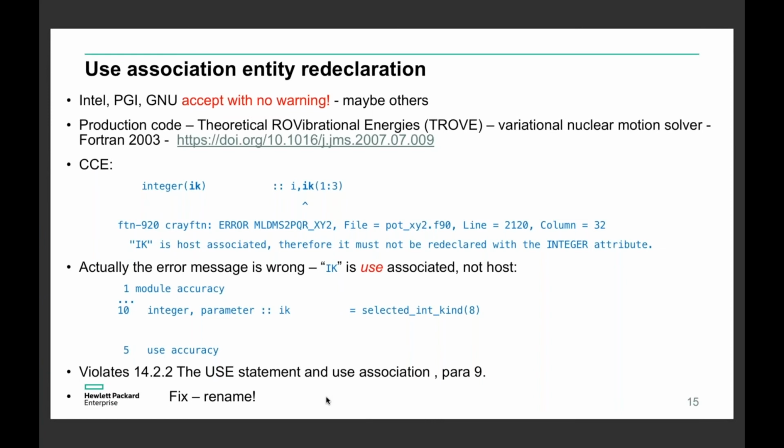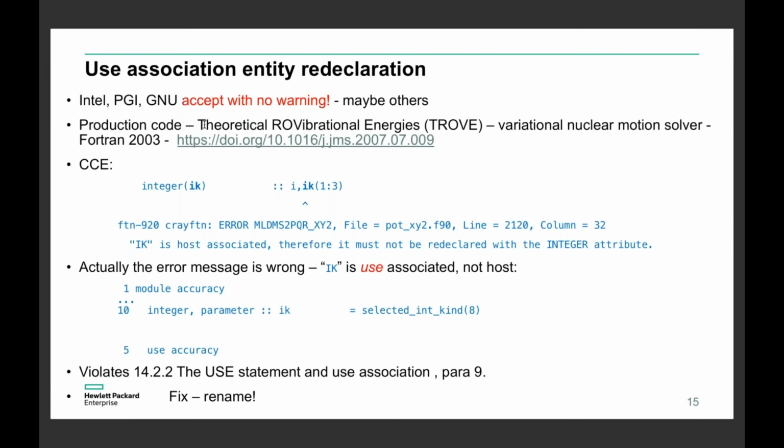Entity redeclaration. Now, this is really strange. This is a crazy code. I would not have imagined that any compiler would accept this. IK is a common name to say some sort of integer kind parameter. Yeah, the parameters are not a variable. And then they declare a variable with the same name. And amazingly, quite a few compilers accept this, and at least Intel gives a warning, but GNU does not even issue a warning.